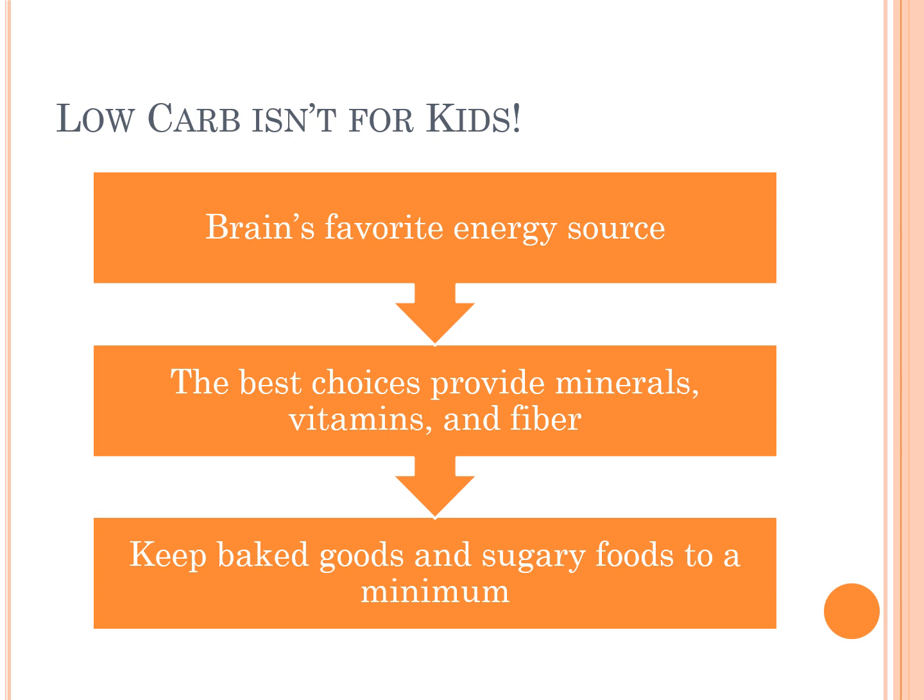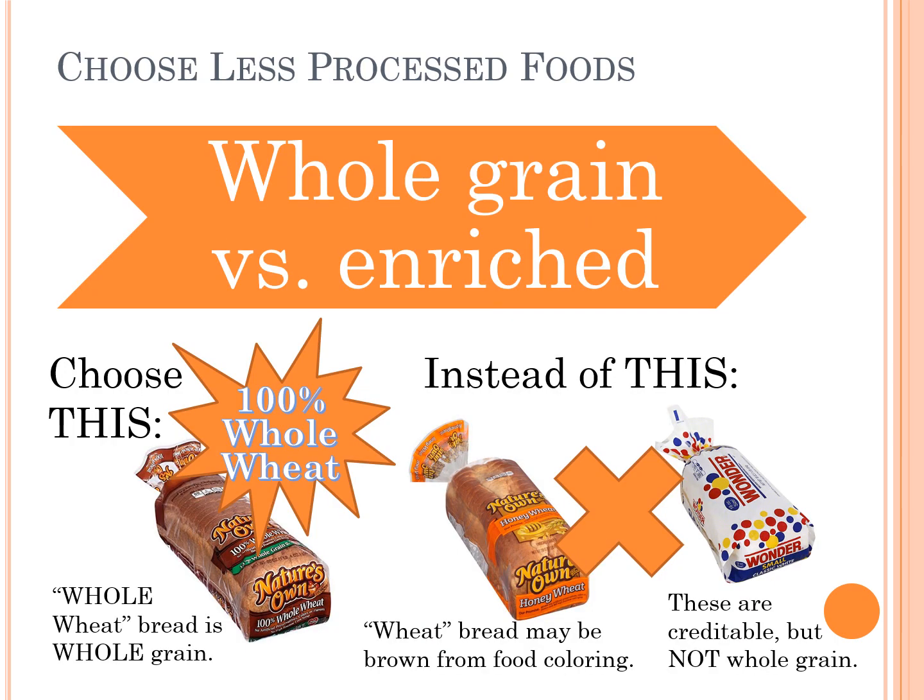Sugary items such as cookies, cakes, and granola bars all have carbohydrates, but most of these carbs are from added sugar. Although dessert items can be served along with a credible meal or snack, we recommend keeping baked goods and sugary foods to a minimum. When choosing what grains to serve, choose items that are less processed. Here are a few examples.